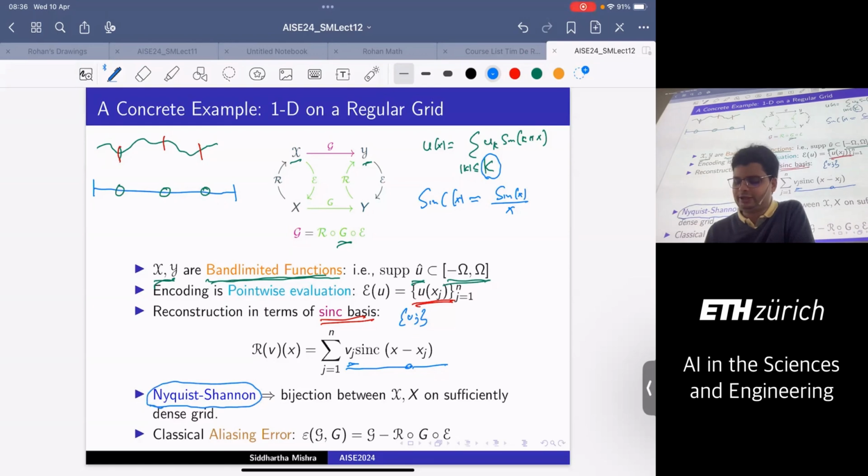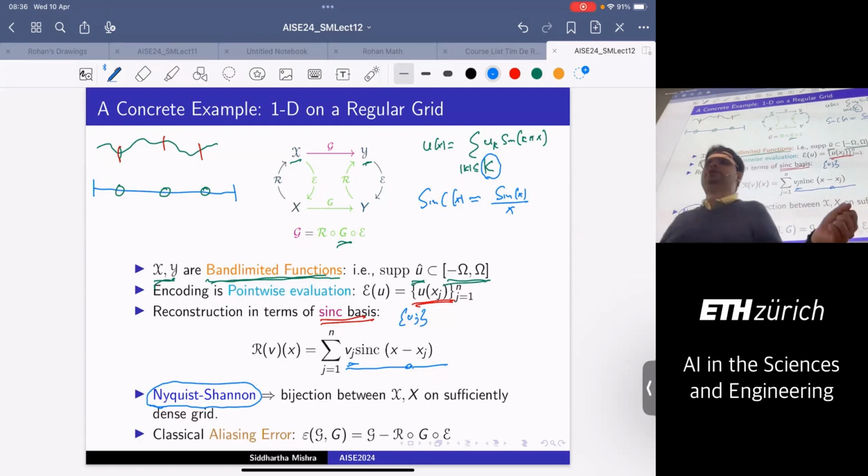What it tells us is that whether we work with the function itself or whether we work with the values in the grid, there's a one-to-one correspondence. Okay. So how many of you know about the Shannon theorem? Everyone should know somehow, right? So all that it says is that if you have a dense enough grid for these band limited functions, then you can represent it just by the point values in the grid. But if you don't have a dense enough grid, then you get what are called classical aliasing errors.